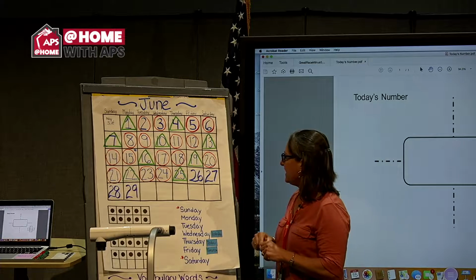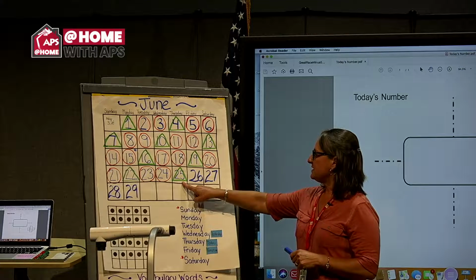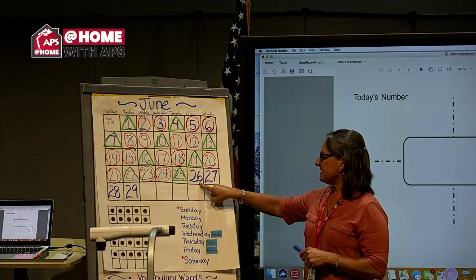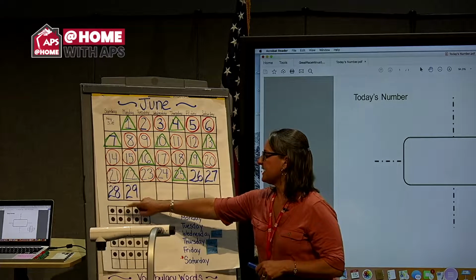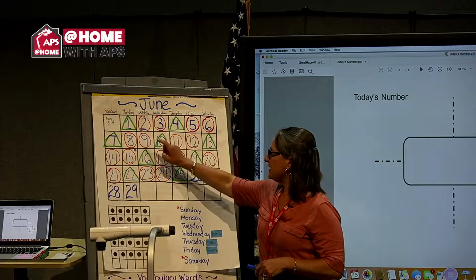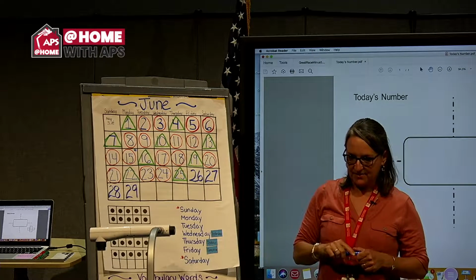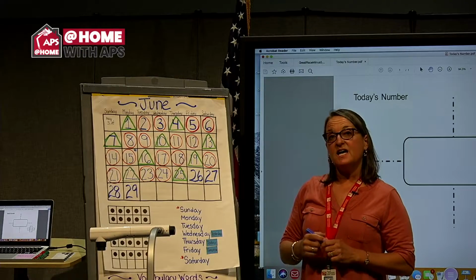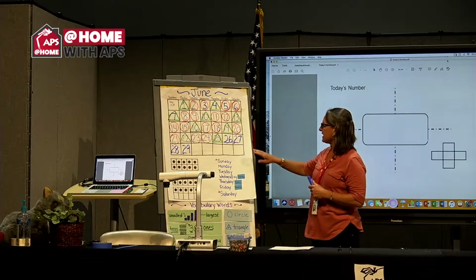Let's go ahead and go back and count those again. 25, 26, 27, 28, 29. Today is Monday, June 29th. All right. Let's go ahead and add to our growing pattern on our calendar.